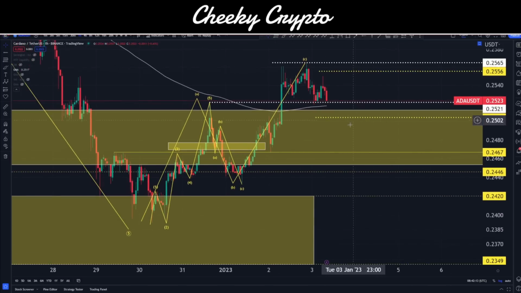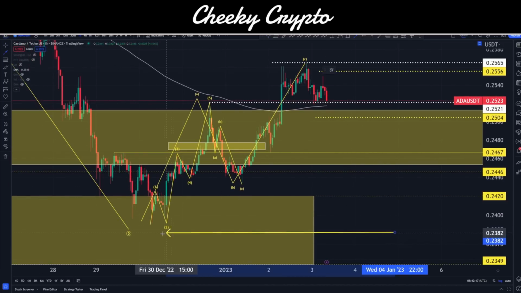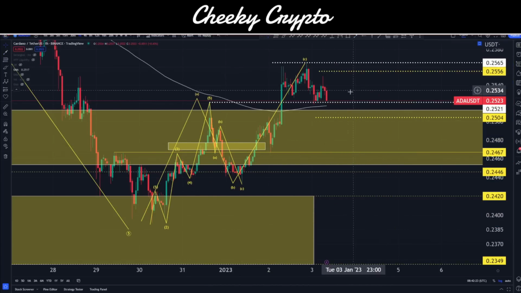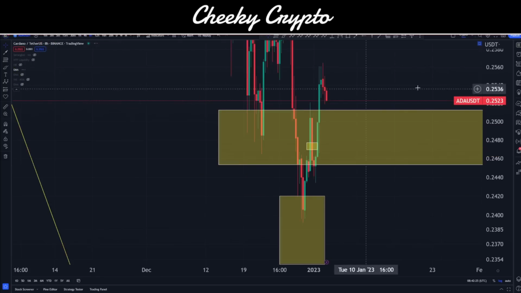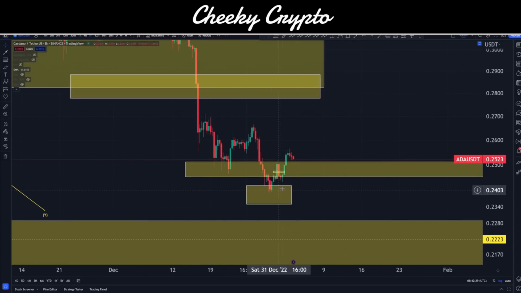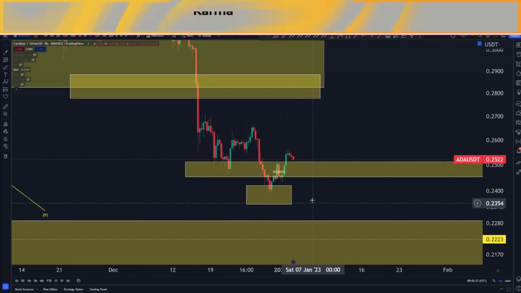So essentially, I do think that Cardano's on the right track because we do have a really strong low down here. Now, it is possible that all of this is just a corrective move of a much bigger chart. So if I come over to our 8-hour chart, for example, all of this here is just a corrective, and then we've got to come down one more time into a lower move.